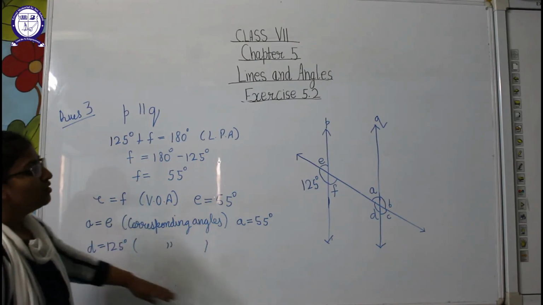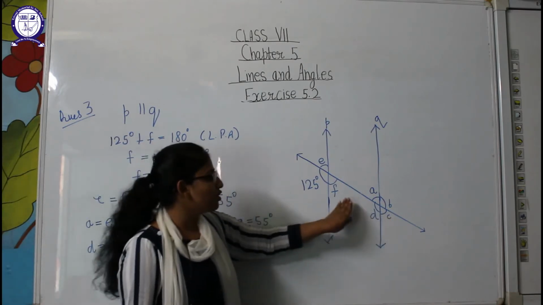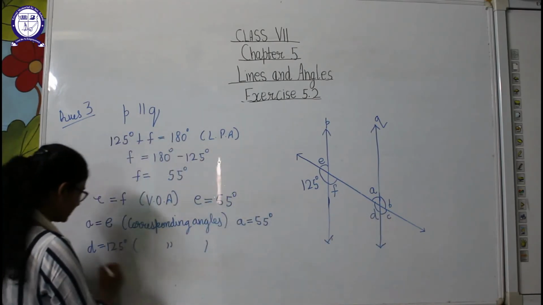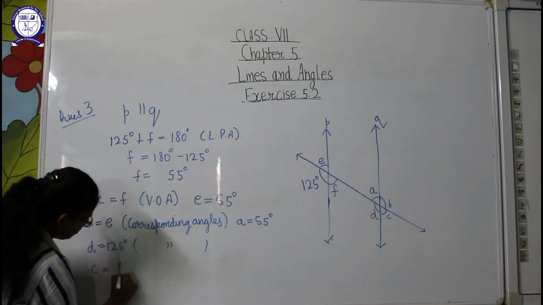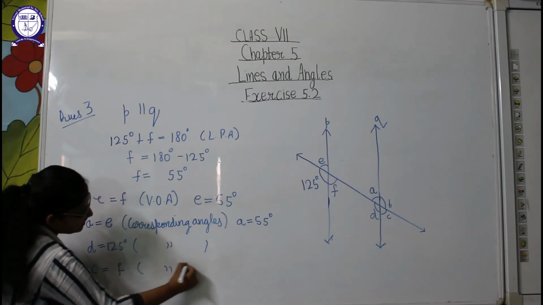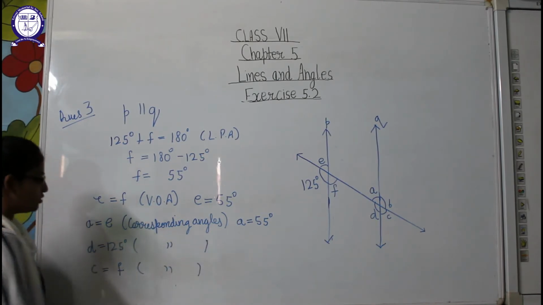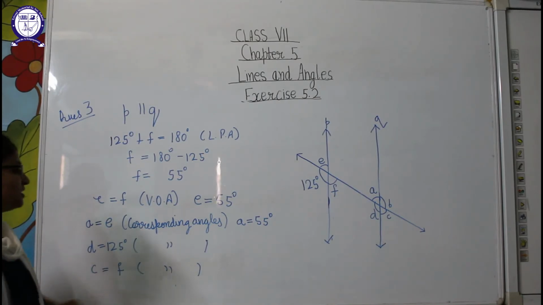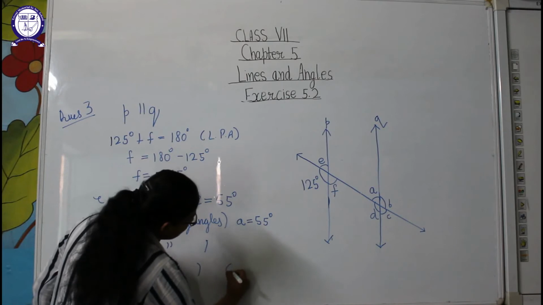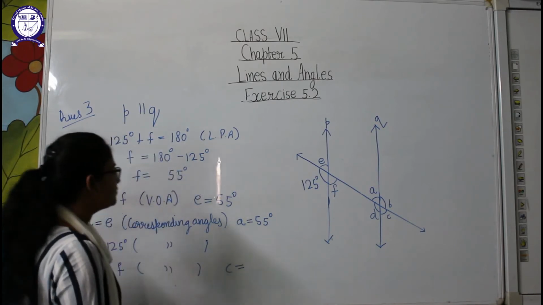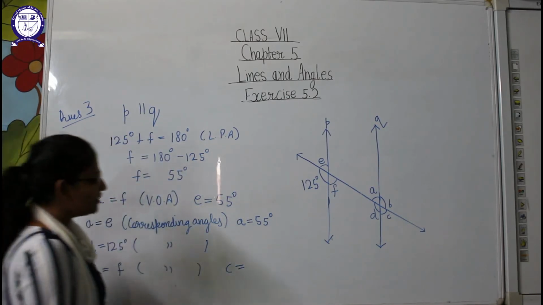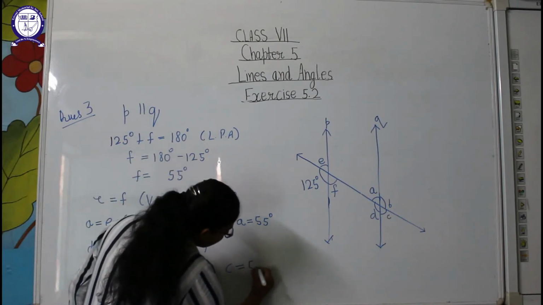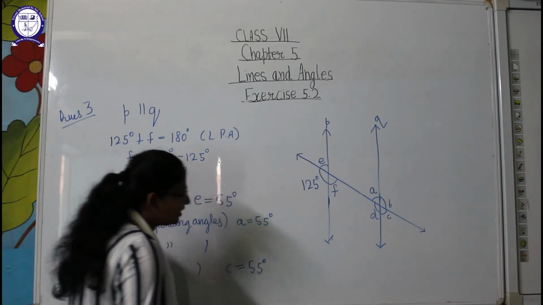Okay, now for C, C is corresponding to F, so we will write that C is equal to F, and here the reason is same, they are also corresponding angles. So what will be the value of C? The value of F will be the value of C. F is 55 degree, so C will also be 55 degree.